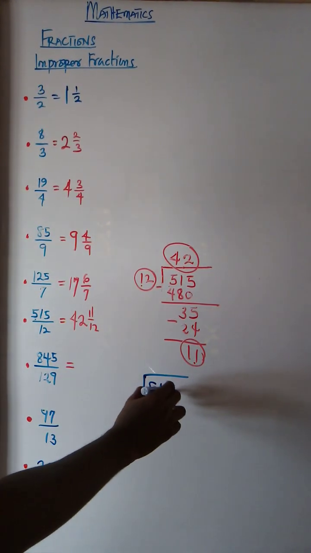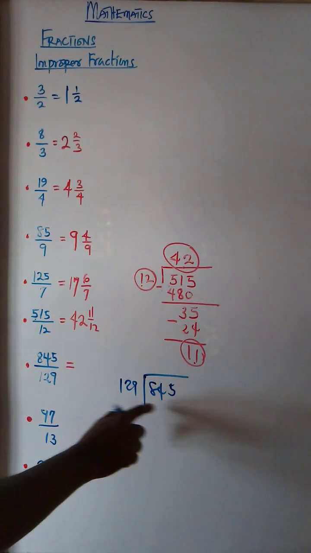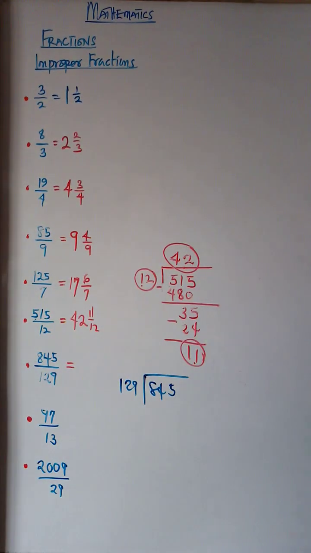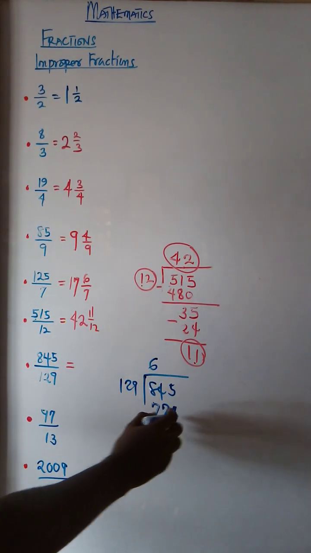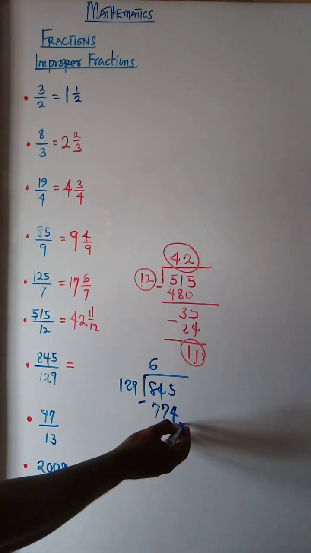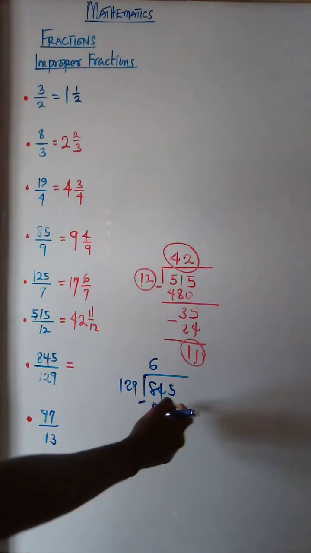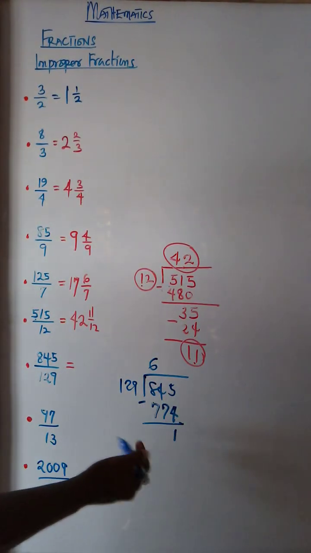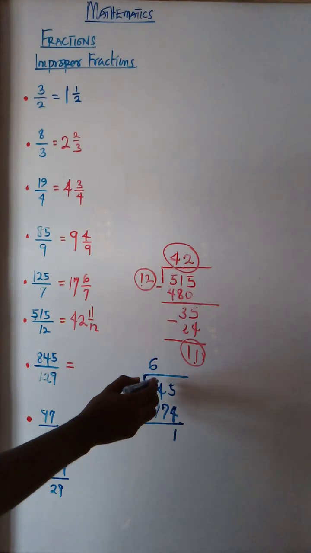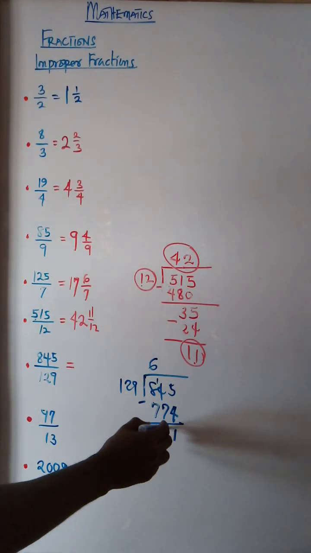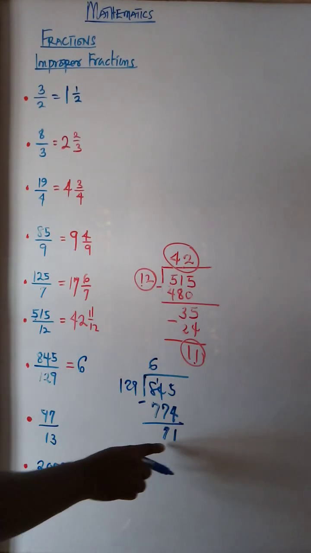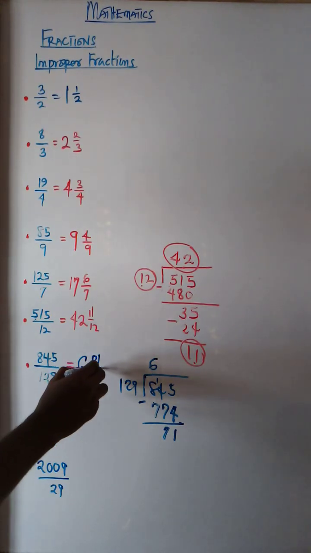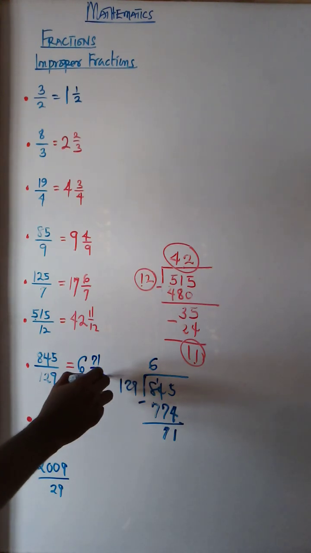So it means 845 divided by 129. So 129 here should be 6 times. If you multiply 129 by 6, we are going to get 774. Then from here we can subtract. So let's see what we have left. 5 minus 4, 1. 4 minus 7 impossible. Borrow 1 from this 8, it becomes 7. So 14 minus 7 gives 7. So what's the answer? 6 is the quotient. The remainder 71 over divisor 129.